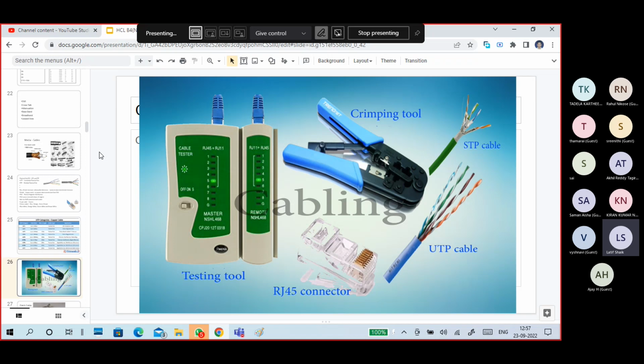Next, different tools are used to create cables, connect the cables, or test the cables. This is the cable tester, and it looks like this. There is also a crimping tool. For example, you have a cable and a connector, and you want to connect that plug to the cable. We use this crimping tool. Once you've done crimping on both sides of the cable, you have to test it, right? So we can use the testing tool.